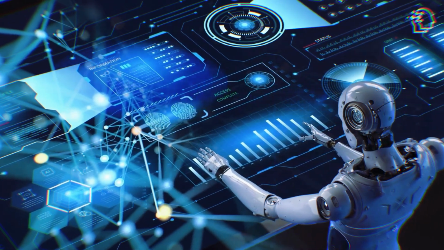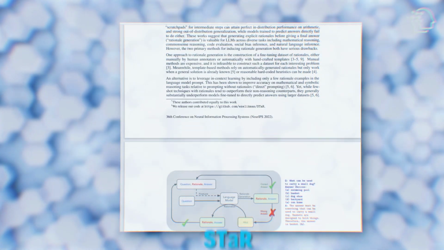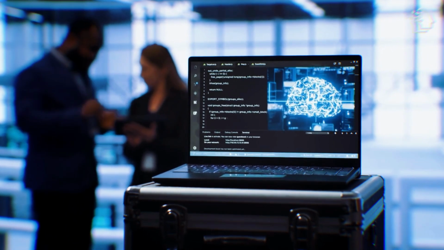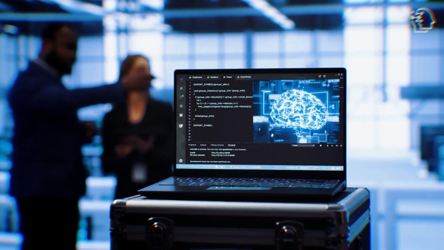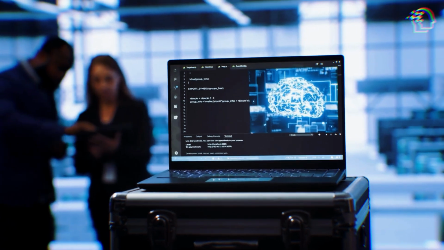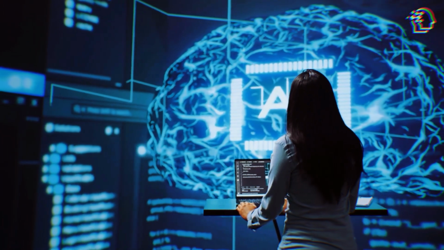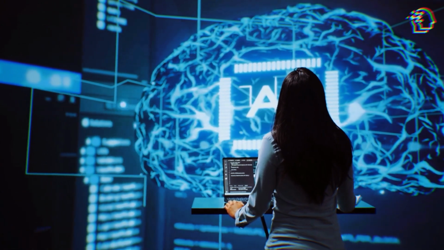This is similar to a method called self-taught reasoner, or STaR, from Stanford. This method allows AI to improve by creating its own training data, potentially reaching intelligence levels beyond humans. This self-improvement cycle is pivotal in pushing AI capabilities beyond human-level intelligence.